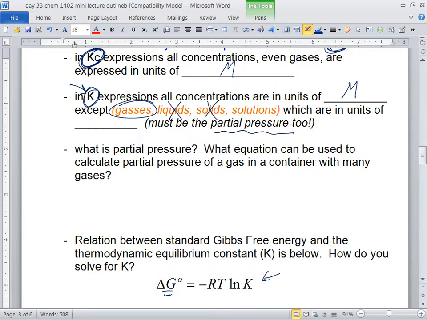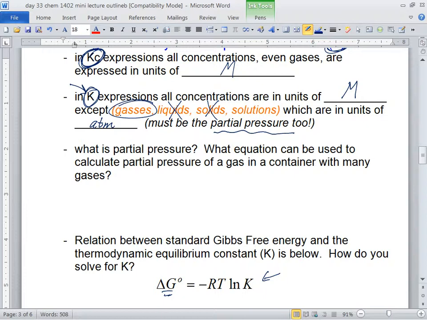Anyone help them out? There's ATM is one, atmospheres, millimeters of mercury, torr, pounds per square inch. There's several, right? The one that they are sticking with is ATMs. So this is the convention, so we just got to follow it. We have to know it.